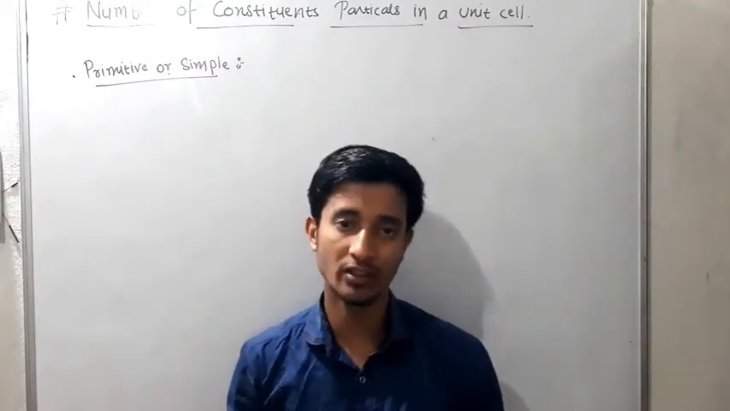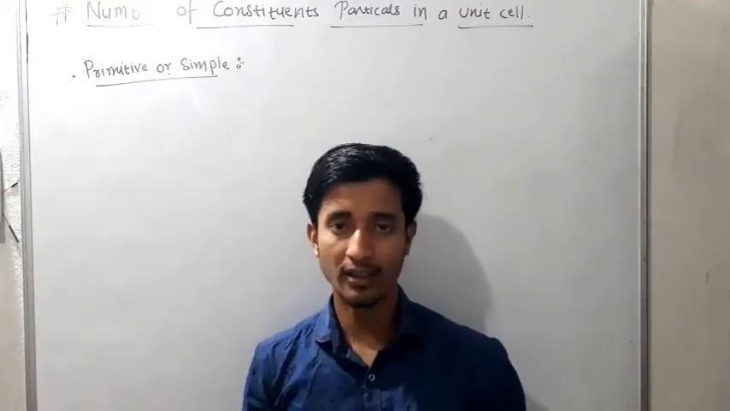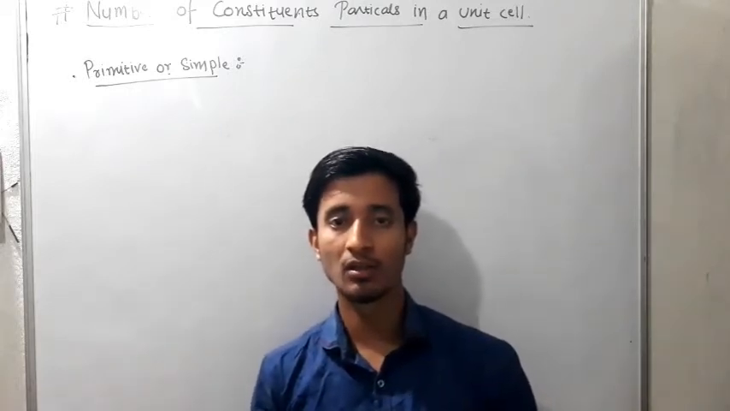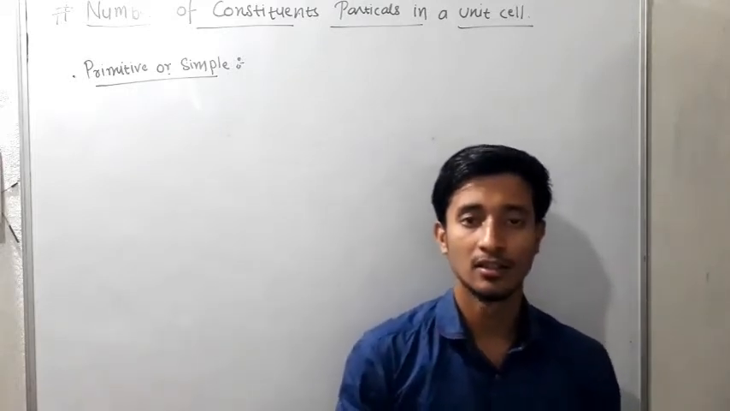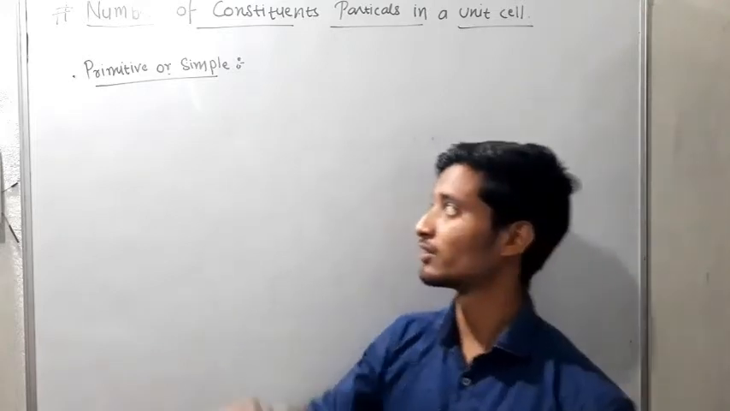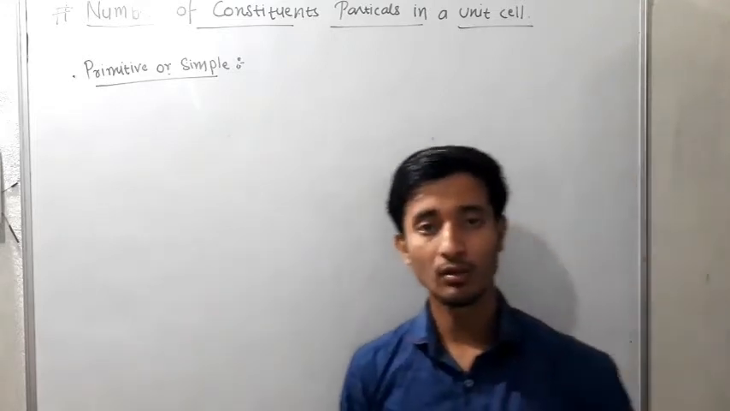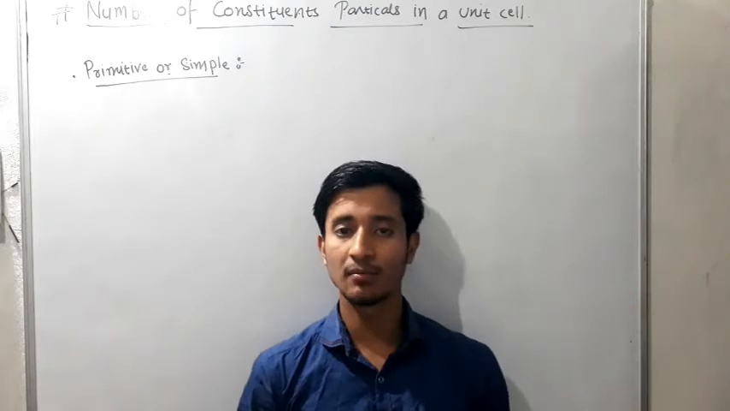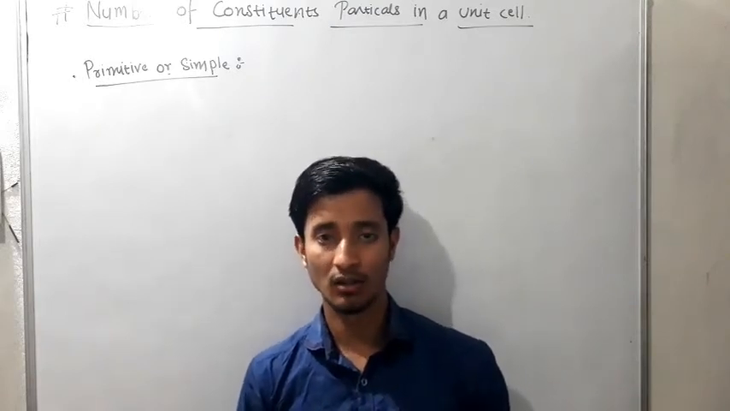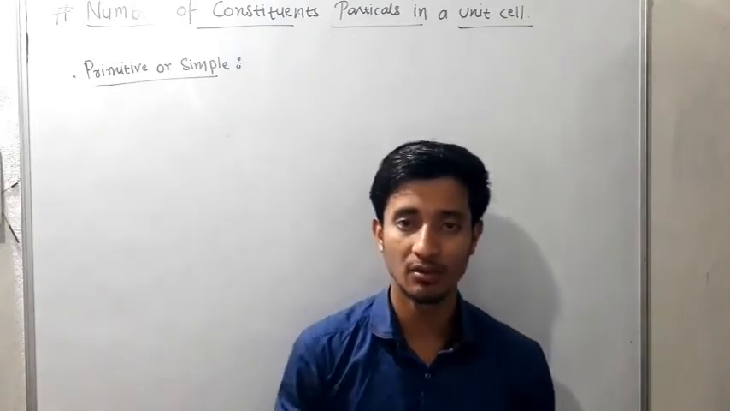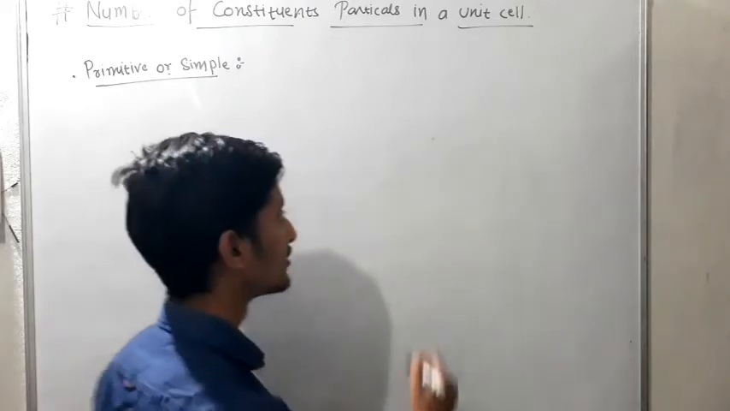In previous video we studied about crystal lattice and unit cell. In this video we study about number of particles in a unit cell. So let's start with the first, primitive or simple. We know that in primitive or simple they have constituent particles only in the corners. That means उसमें constituent particles कहाँ present होगा? Only in the corners like this.